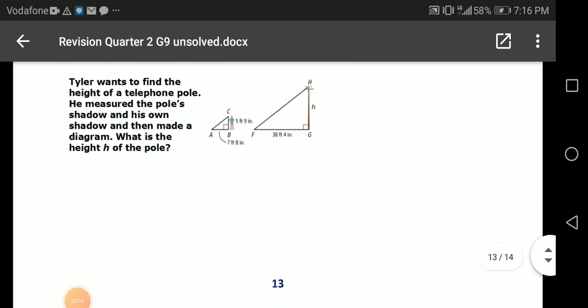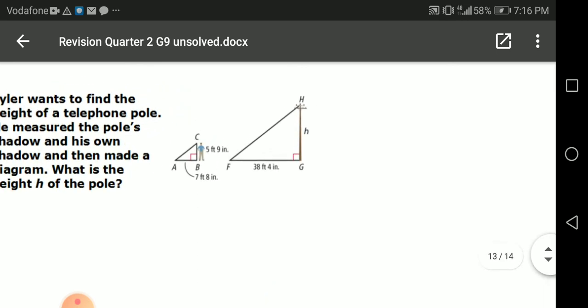Okay, let's have the last one here. Tyler wants to find the height of a telephone pole. He measured the pole's shadow and his own shadow and then made the diagram. What's the height of the pole? So we have here what?